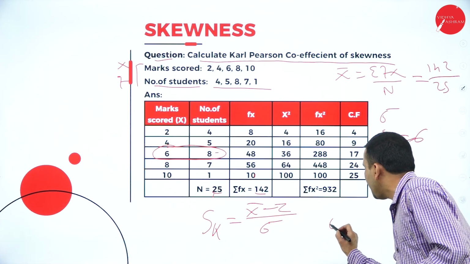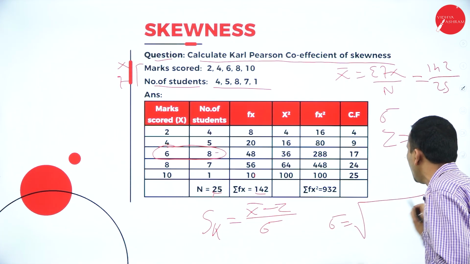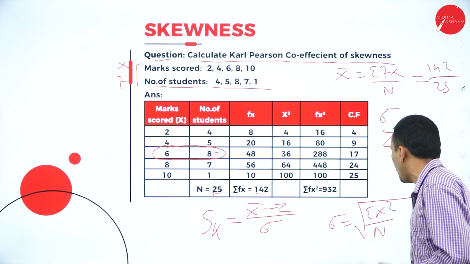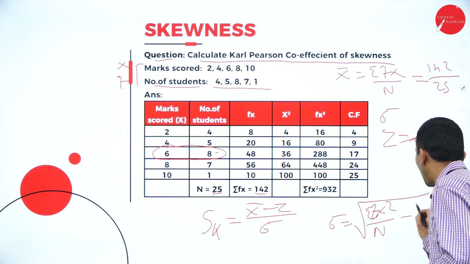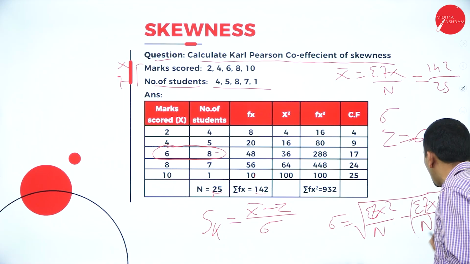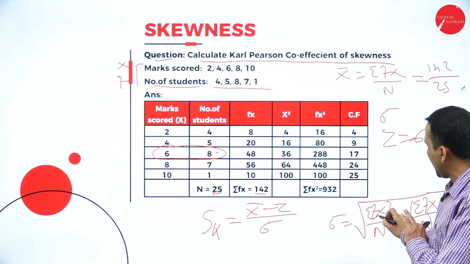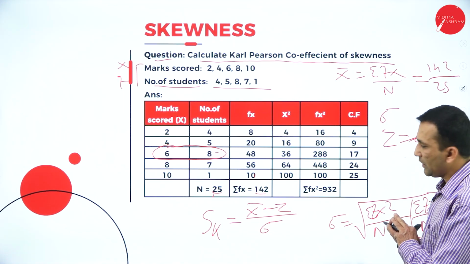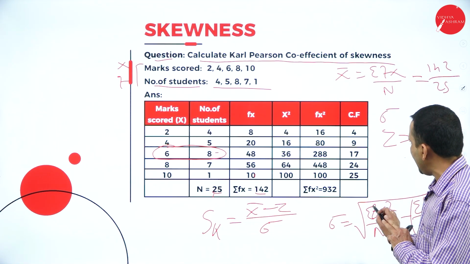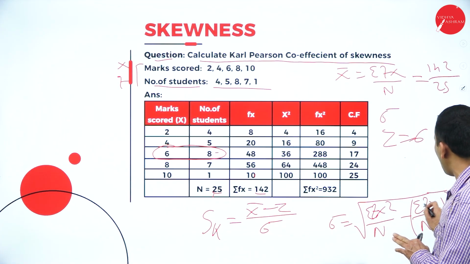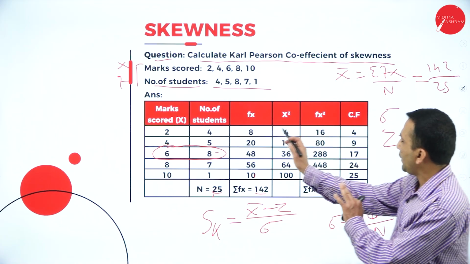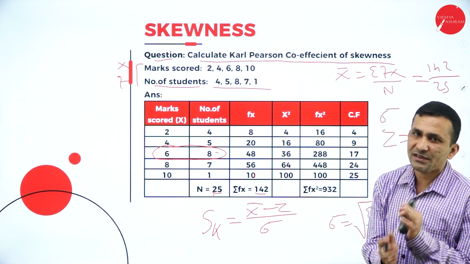Now for the standard deviation formula, you have to write square root of sigma x square divided by capital N, minus sigma fx divided by capital N, to the power of square. Because in the case of discrete group data, a slight modification is required: sigma x square becomes sigma fx square, and sigma x becomes sigma fx. According to the formula, I just want to construct the table.